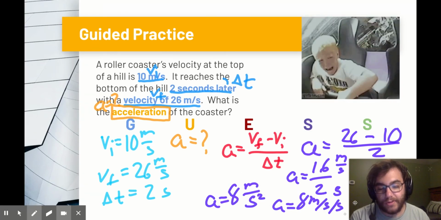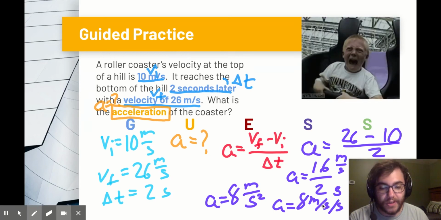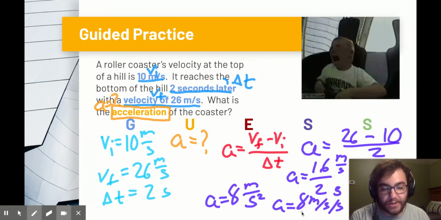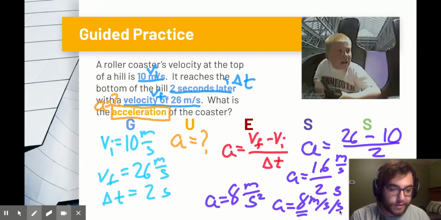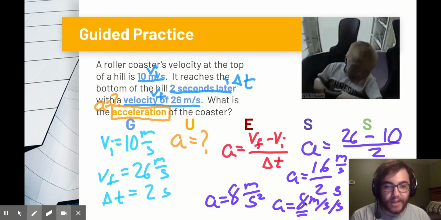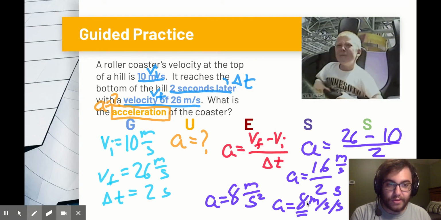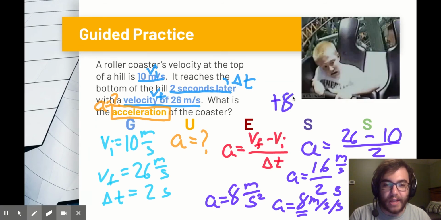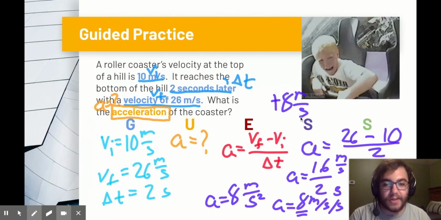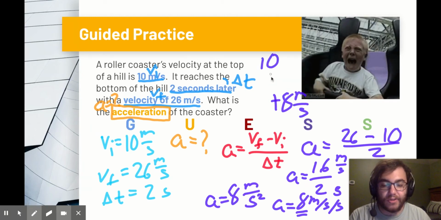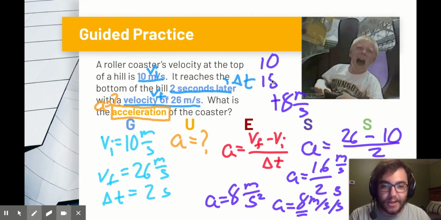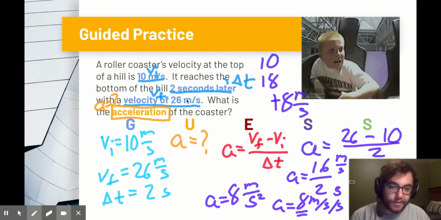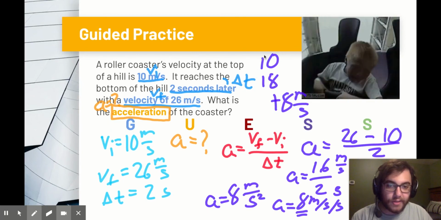But if you're ever confused about what acceleration is, it's literally saying the velocity is changing this much, this value, per second. So it's 8 meters per second increase per second. So every second we get an increase of 8 meters per second to our velocity. So we start at 10, then after 1 second we're at 18, and then after 2 seconds we're at our final velocity of 26. That's literally all it is saying.